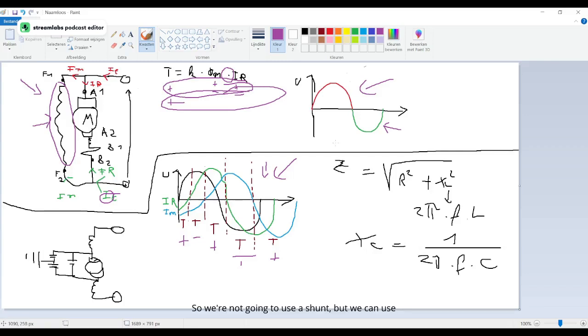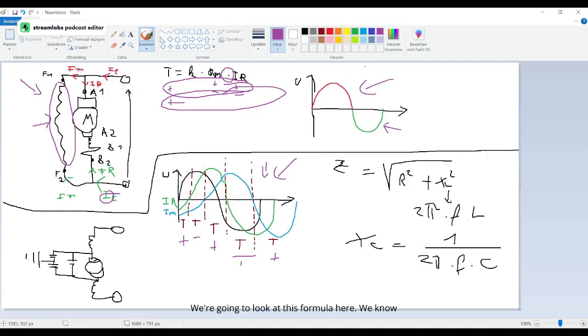So we're not going to use a shunt motor. But we can use a series motor because our magnetization current and our rotor current are only allowed to switch at the same time because they're in series. So we'll use a series motor. But we have to do some fine tuning.